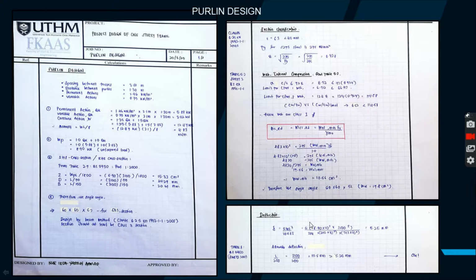So we need to check deflection. So deflection using this formula, we got the answer 5.25 millimeter. Deflection limit using Table 8, which is L divided by 200, we got 15.5 millimeter, which is more than 5.25 millimeter. So this purlin is okay, the deflection is okay. So the purlin design is okay. Thank you.